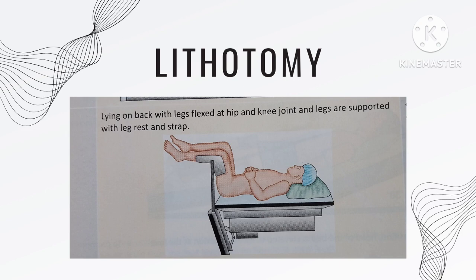The 12th important position is lithotomy. The patient is lying on the back with legs flexed at hip and knee joints, and the legs are supported with leg rests and straps. The uses are childbirth, pelvic gynecological surgeries, and transurethral resection of the prostate.